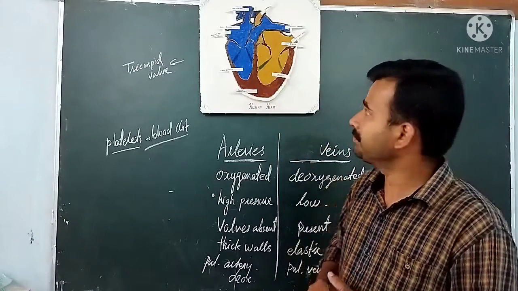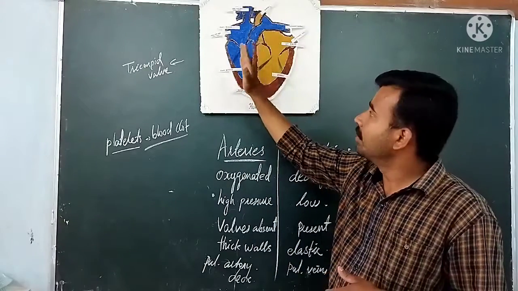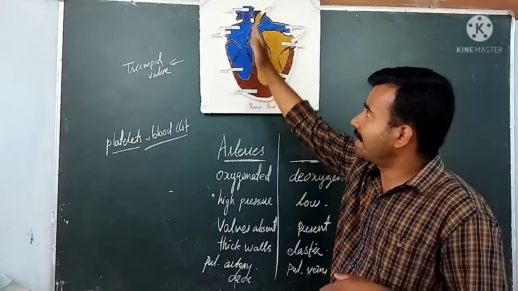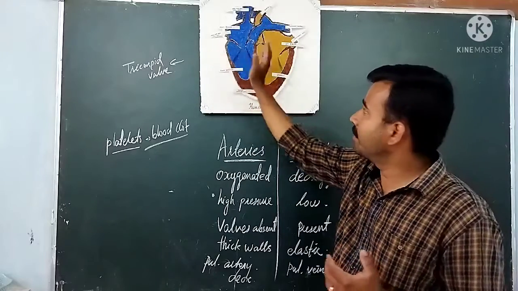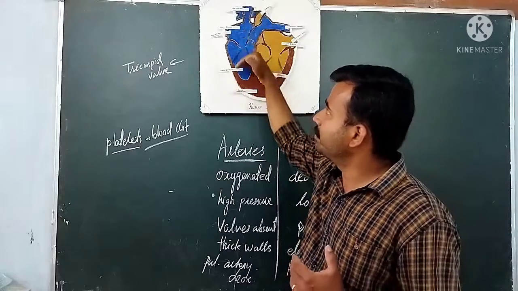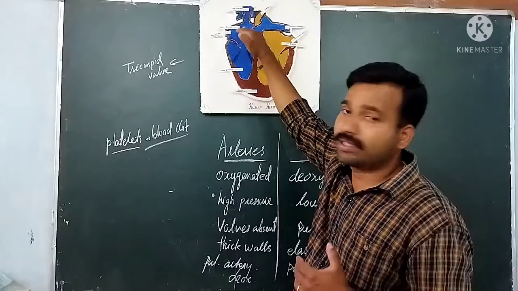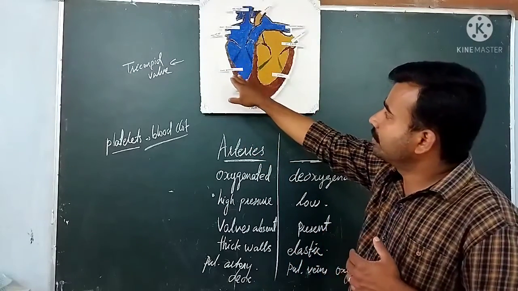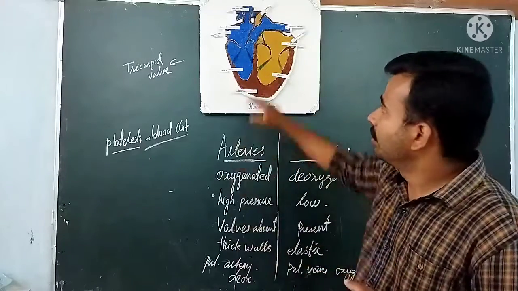When you look at the heart, first of all we will study the major parts of the heart. Here you can see the heart is divided into mainly 4 chambers. It is divided into a right side and a left side by a septum, and each side is again divided into 2 parts. The upper 2 chambers are called atriums. The lower 2 chambers are called ventricles.